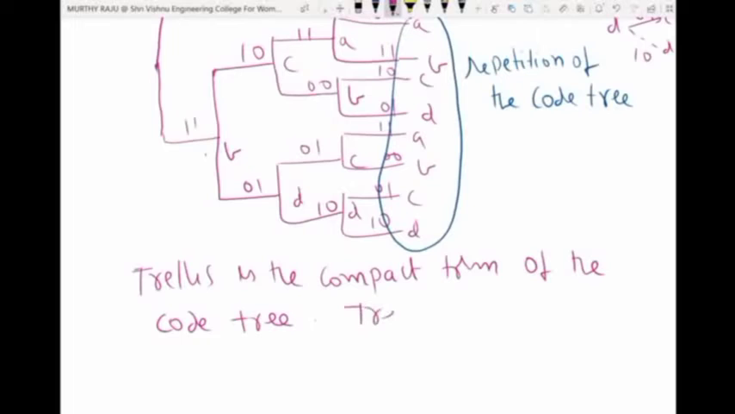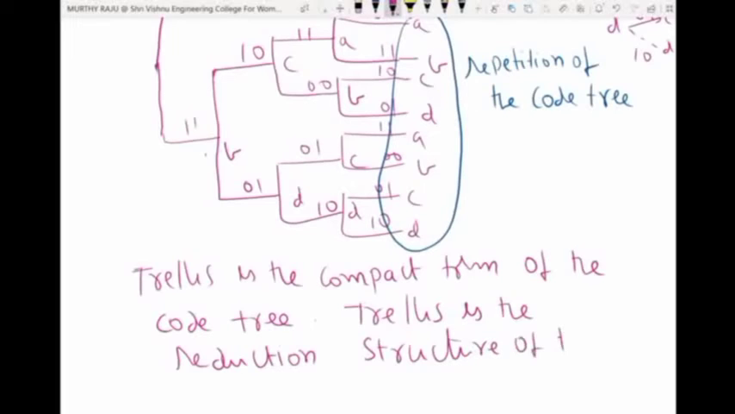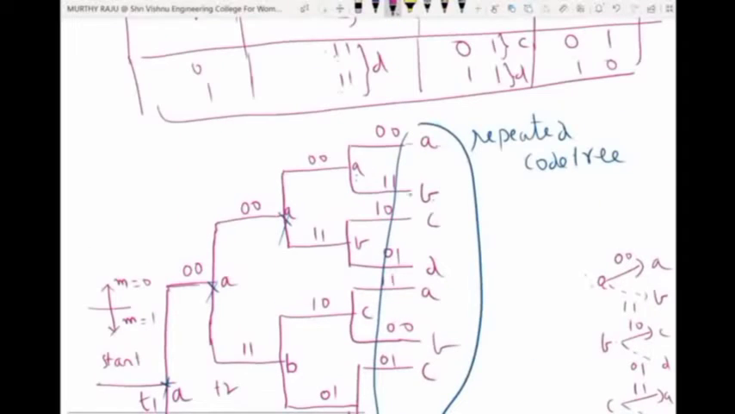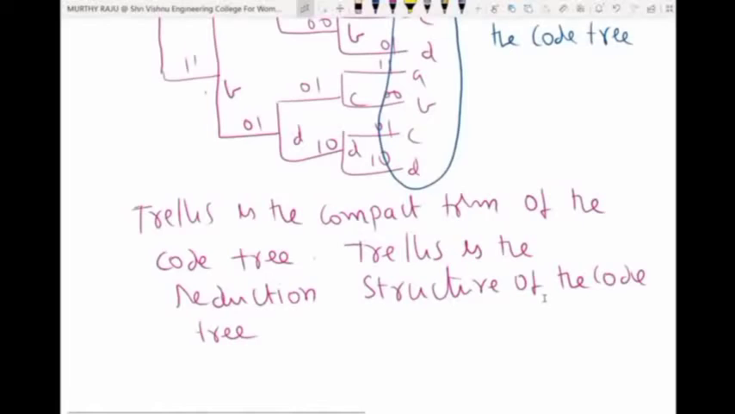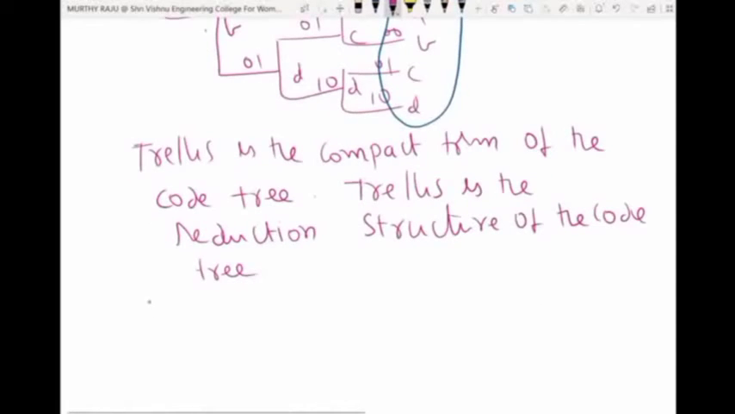Trellis is the reduction structure of the code. Consider this repetition. That means A to A, A to B, B to C, and B to D, C to A, C to B, and D to C and D to D. With the help of these transitions, we have to construct the code trellis.